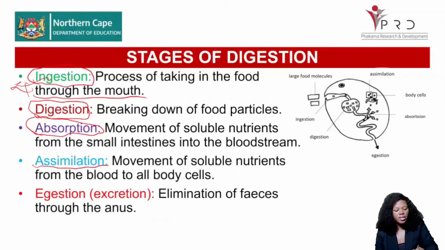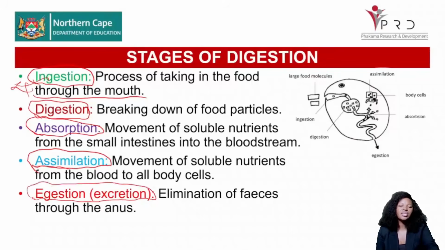Right? Our fourth stage is assimilation, when nutrients are carried from the blood to all body cells. This stage is referred to as assimilation. And the last stage is called egestion, also referred to as excretion, where feces are eliminated through the anus. So these are the stages of breaking down of food that take place in the alimentary canal, or the digestive system, of various farm animals.